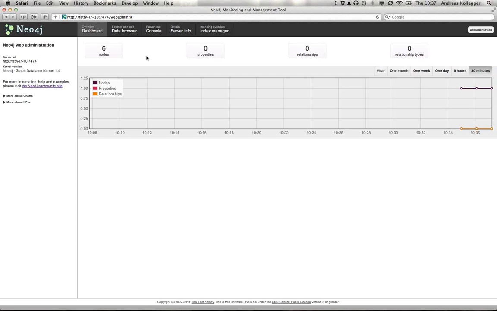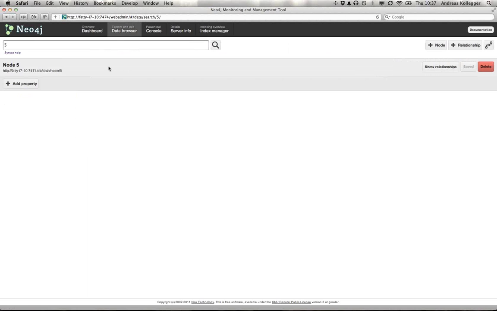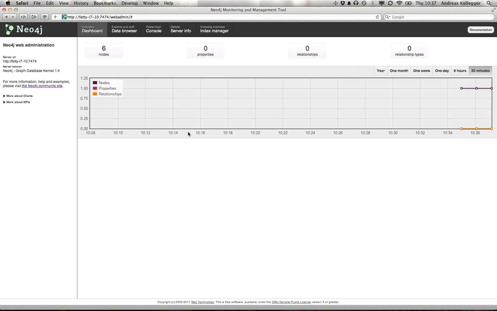Worth noting, of course, is that when we were here in the data browser, the last node that we created was node 5, but we've got 6 nodes in the graph. The node 0 is always available when you create a new graph, and node 0 is what we call our reference node. It's the node that, if you were going to create a completely connected graph, is always available and is the starting point for doing traversals through a connected graph.